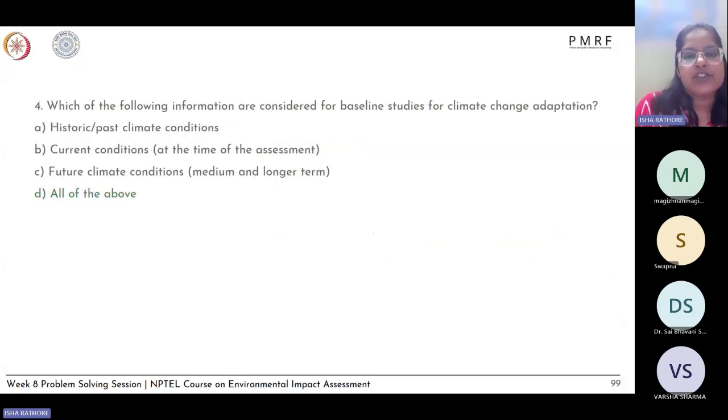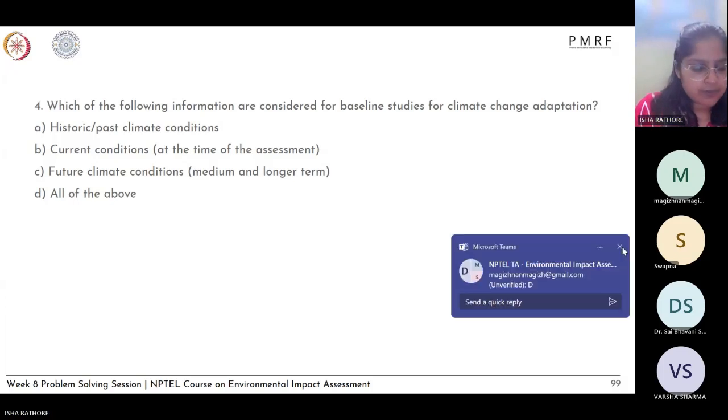Which of the following information are considered for baseline studies for climate change adaptation? A. Historic or past climate conditions. B. Current conditions at the time of the assessment. C. Future climate conditions, medium and long term. Or D. All of the above. So we have one answer.